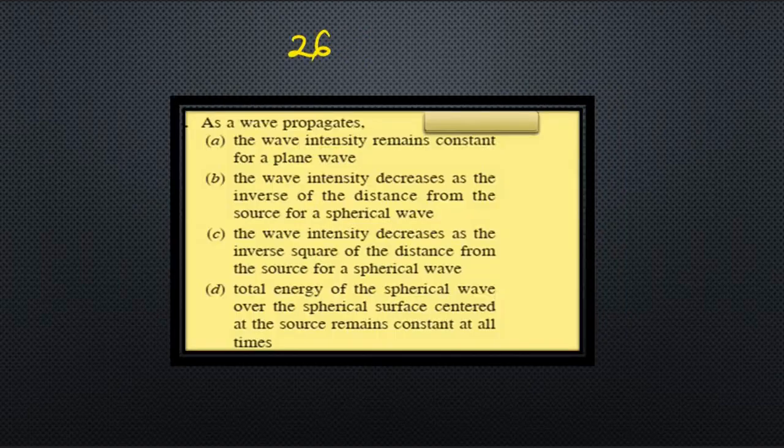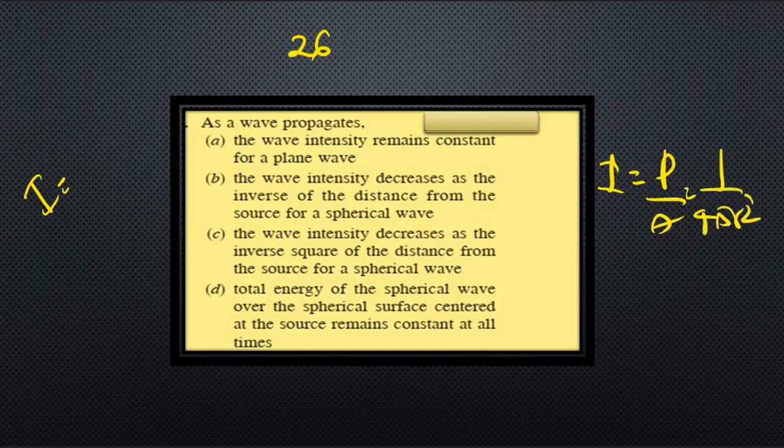Question number 26. As a wave propagates, the wave intensity remains constant for a plane wave, the velocity, the wave intensity decreases as the inverse of the distance, the wave velocity. Read the question and think of the answer. Actually, intensity I equals power over area, so 1 over 4 pi r squared for spherical. So the wave intensity decreases as the inverse square of the distance. Yep, answer C, 26.